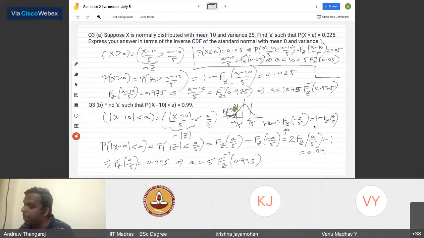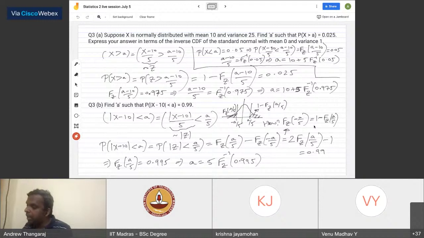What is Φc of a by 5? What is 1 minus? So this guy is this. What about this guy? This is 1 minus Φc of a by 5. So you know that that's also equal to Φc of minus a by 5, right? So that's the symmetry here. So notice this clean way in which this works.